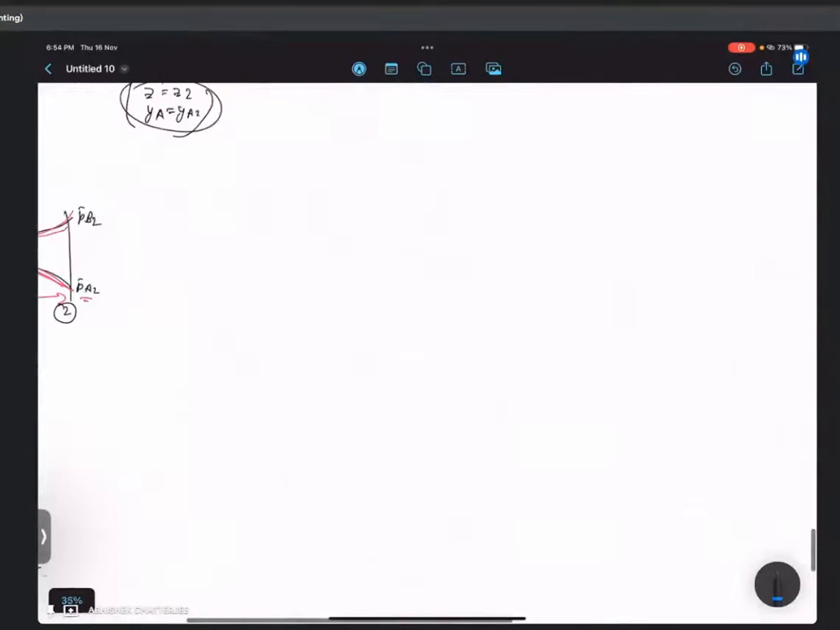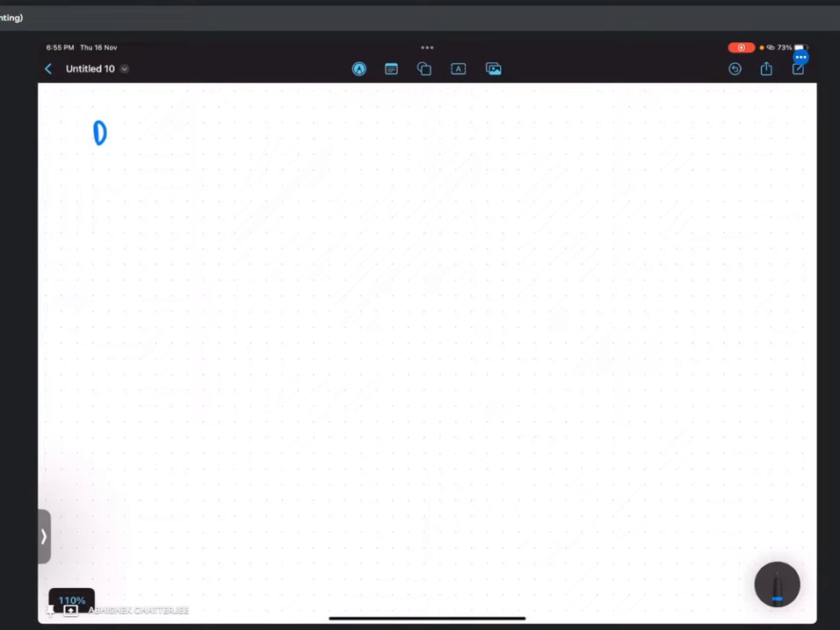Okay, let us do one more concept. This concept is known as the diffusion of naphthalene vapor, the naphthalene ball. Okay, so what is this concept? Let us understand.